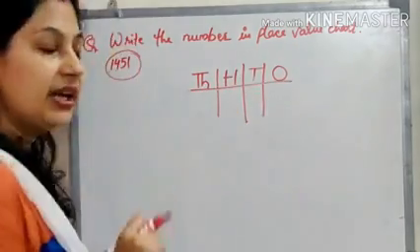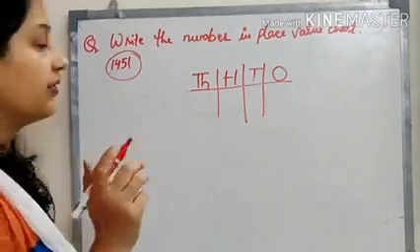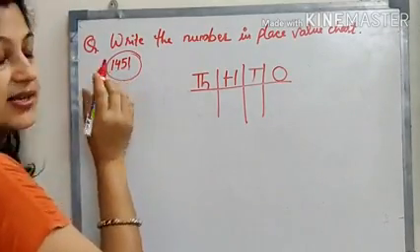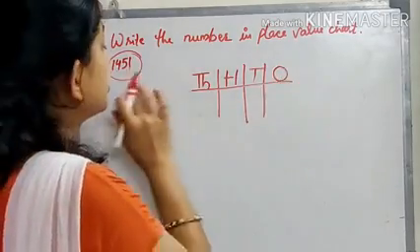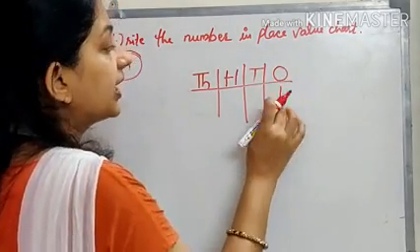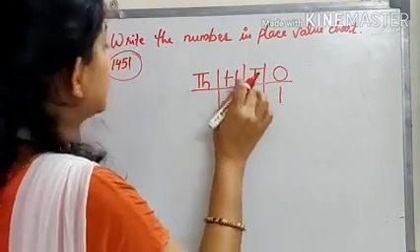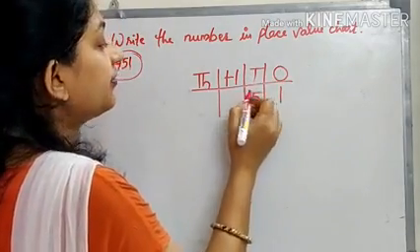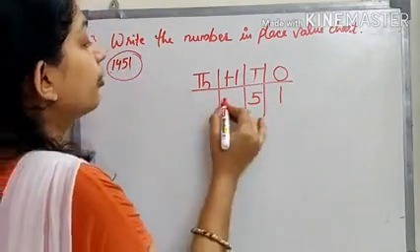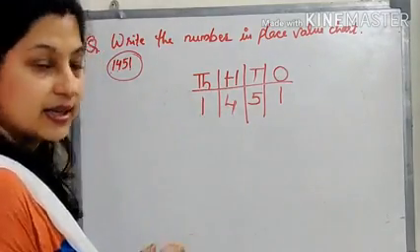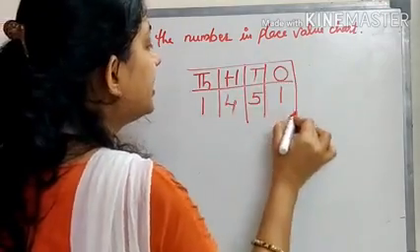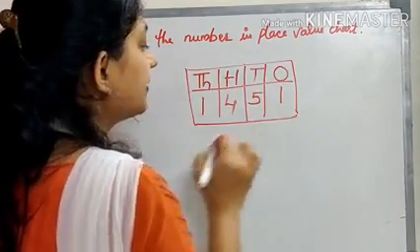And every time we are about to write a number, we start from the last number, or the rightmost number, and we start filling from here. So it will be 1, that means 1 ones, 5 tens, 400 and 1000. Correct? So this is the way to write down a number in a place value chart.